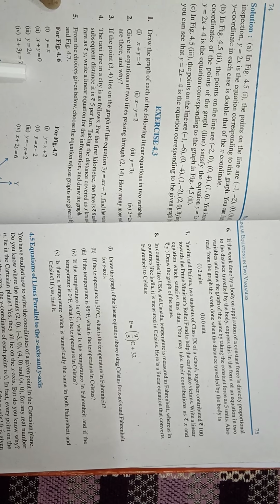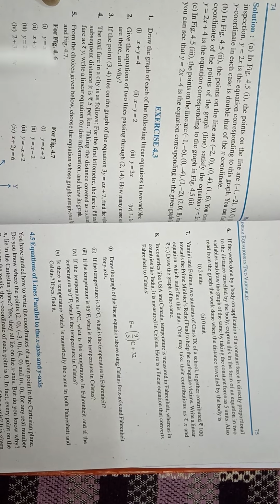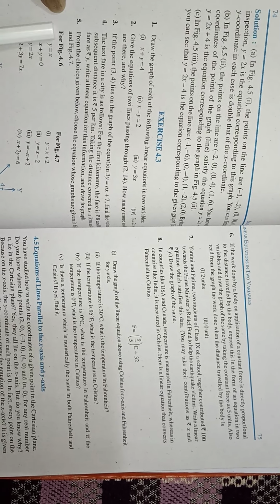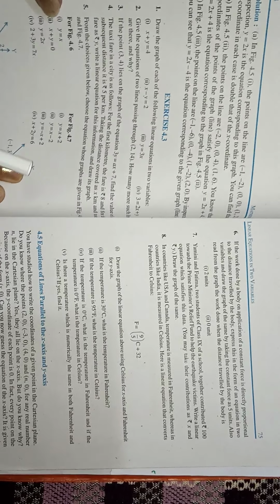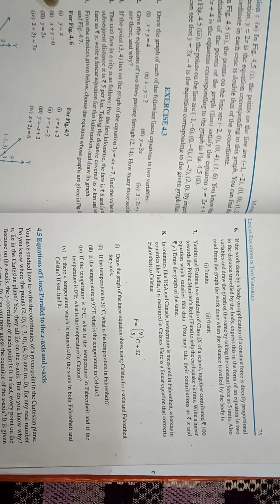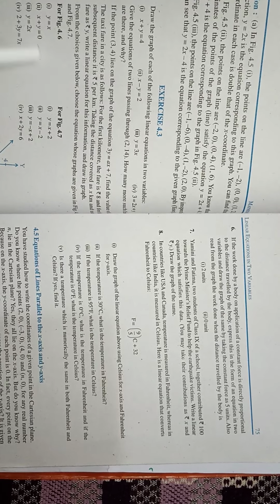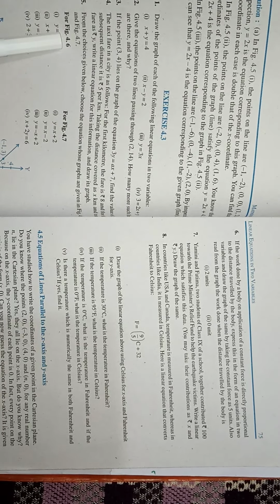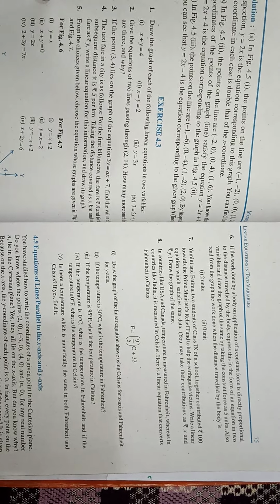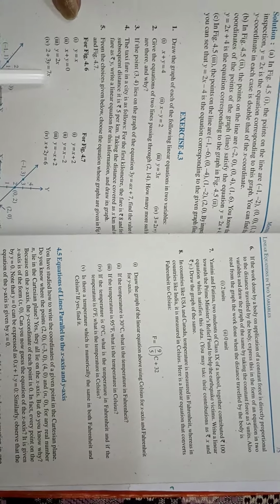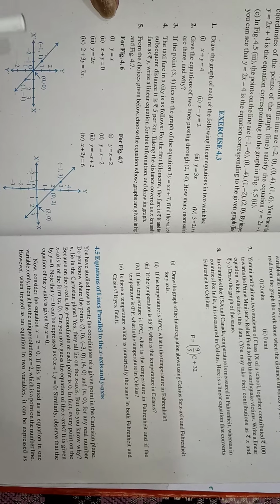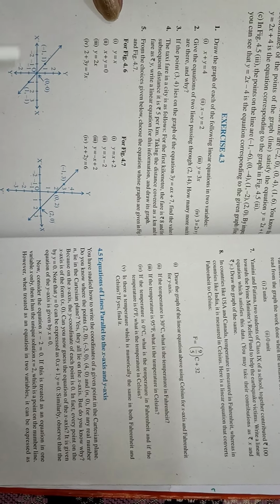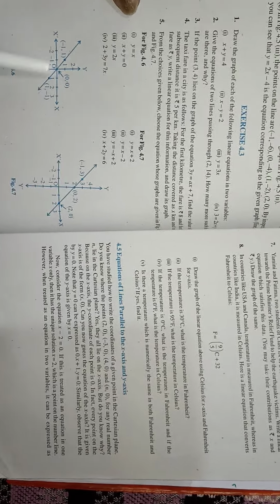Okay, now students, let's come to question number 5. From the choices given below, choose the equation whose graphs are given in figure 4.6 and figure 4.7. The four options are there. The graphs have already been given to you, and different equations are given as options, and you will choose the equation for which the graph is of this type.